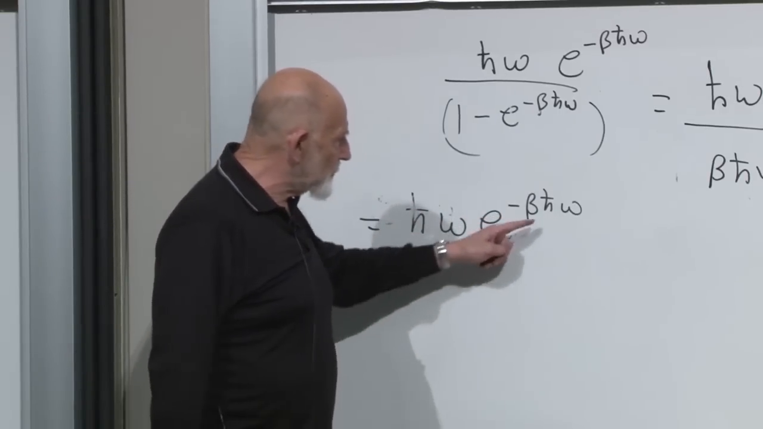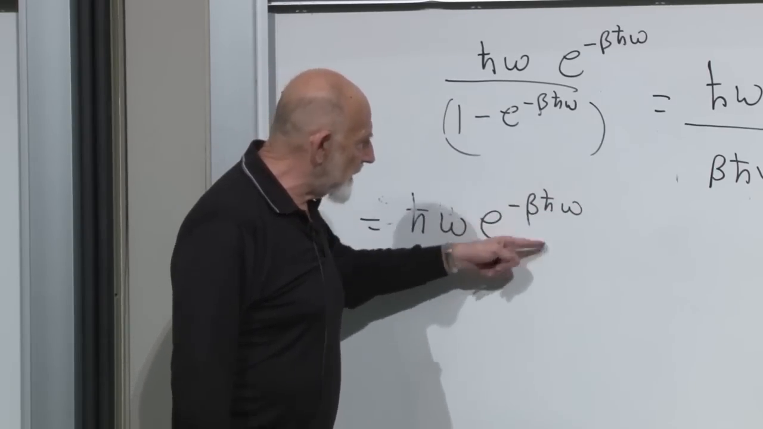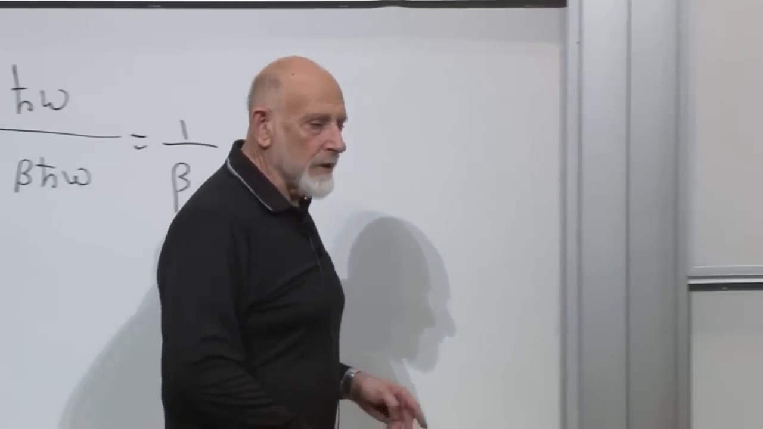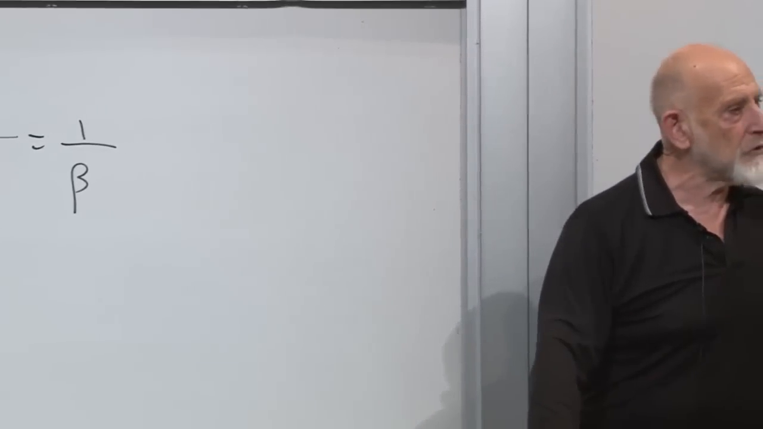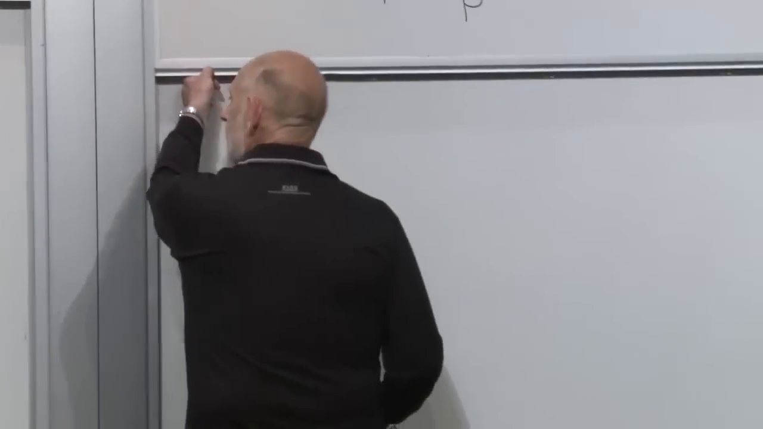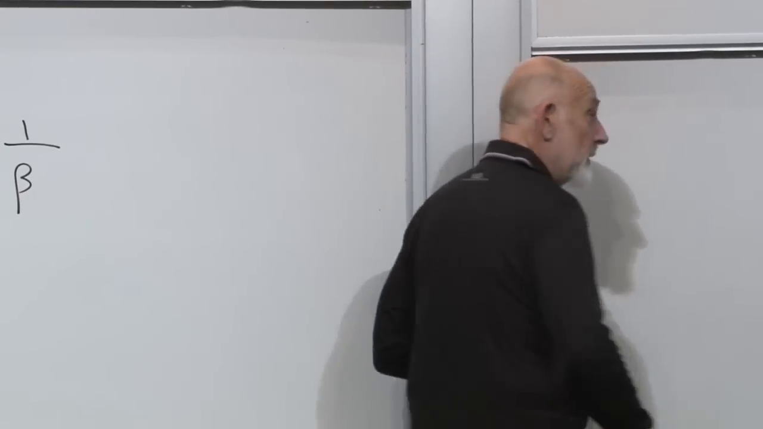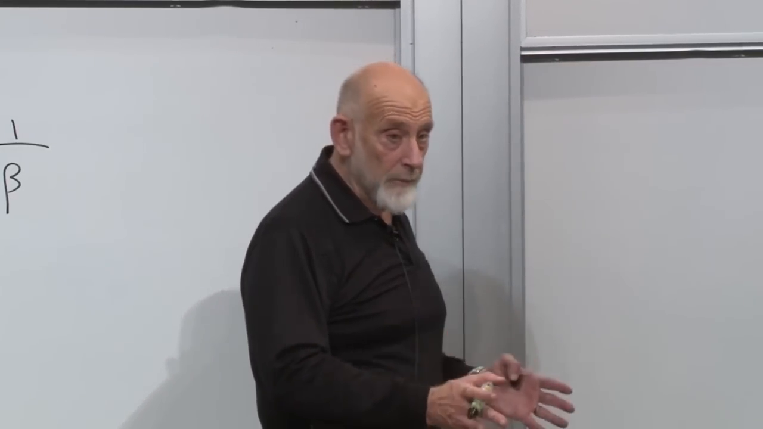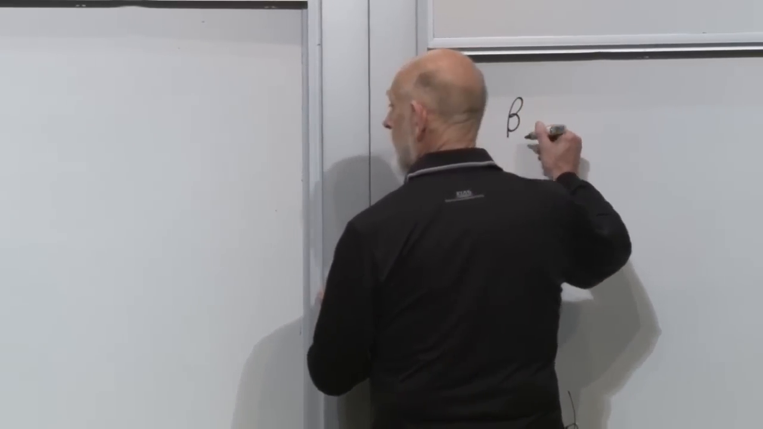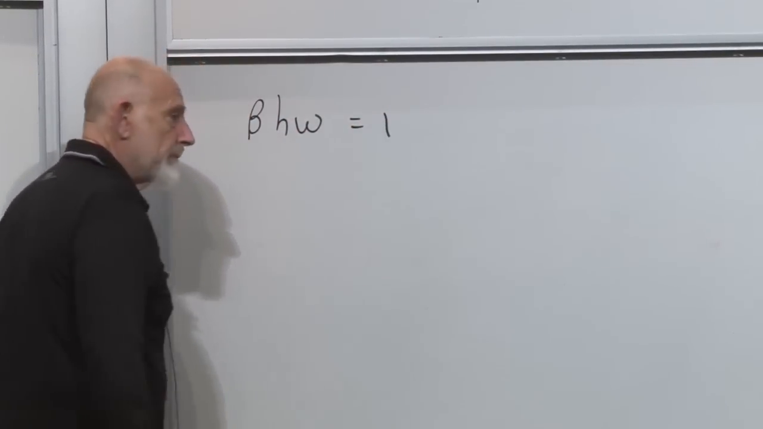For very low temperatures, this quantity here is large. For very high temperatures, this quantity is small. And it's this exponential which controls whether the discreteness of the energy levels is important or not. So let's write where the crossover is. Crossover means the transition from quantum behavior to classical behavior. It happens when beta h bar omega is about equal to 1.